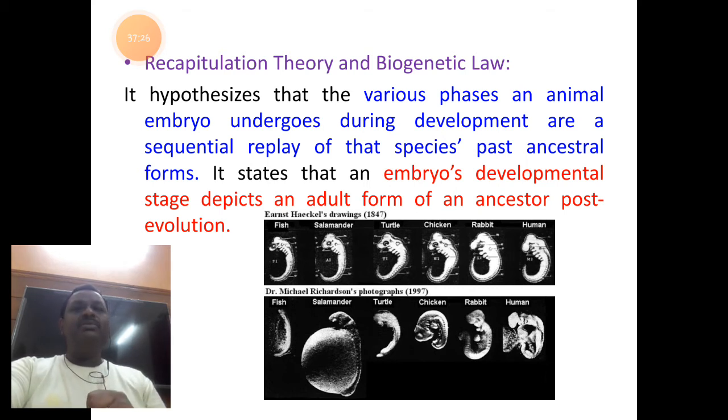Number one, ontogeny. Number two, phylogeny. So what does it mainly indicate? It indicates that during the developmental stages, the ancestral characters get repeated in the embryos.